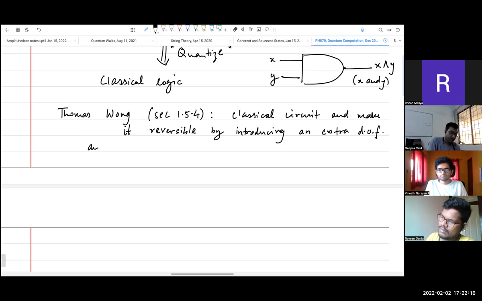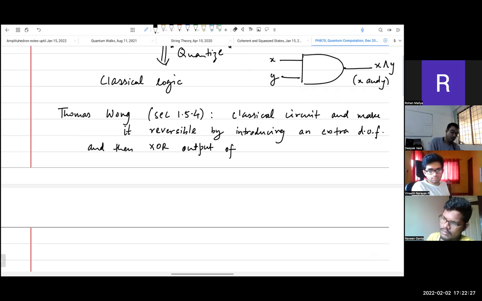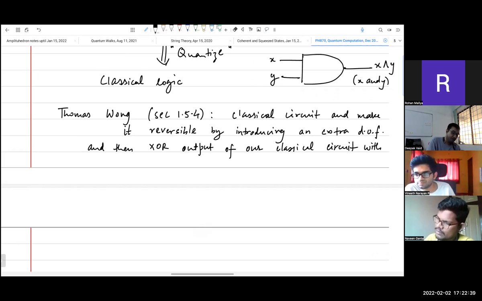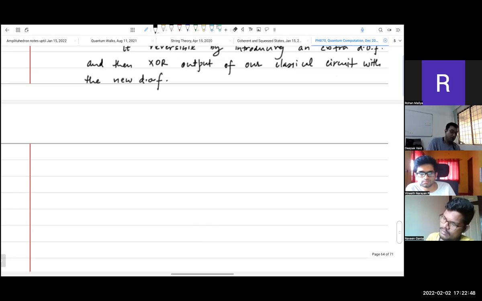And then what we do is we XOR the output of our circuit. This is our classical circuit, for instance. We XOR the output of our classical circuit with the new degree of freedom. Okay. So what does that mean?